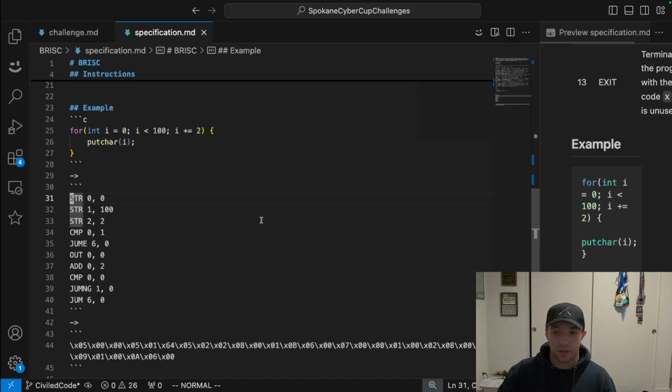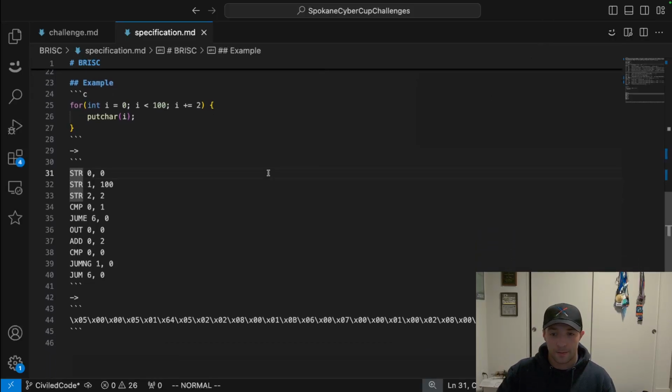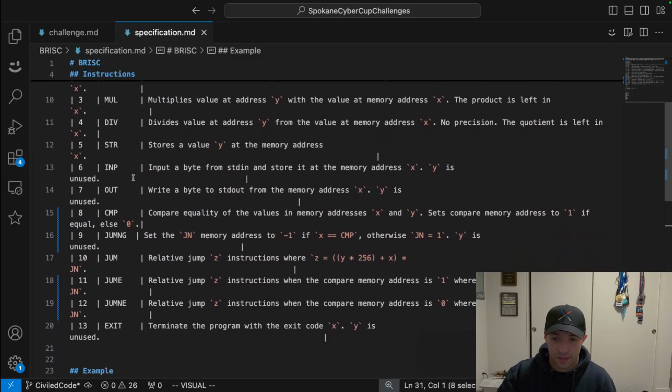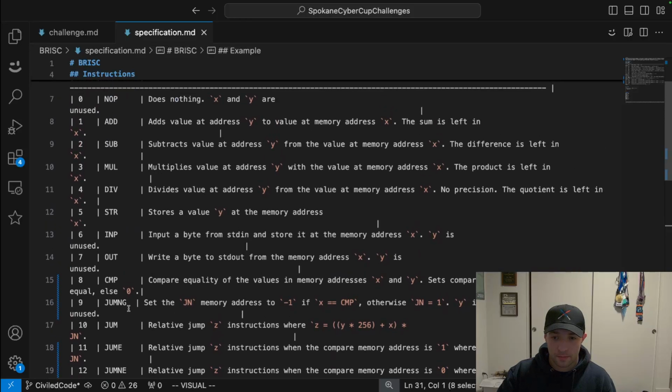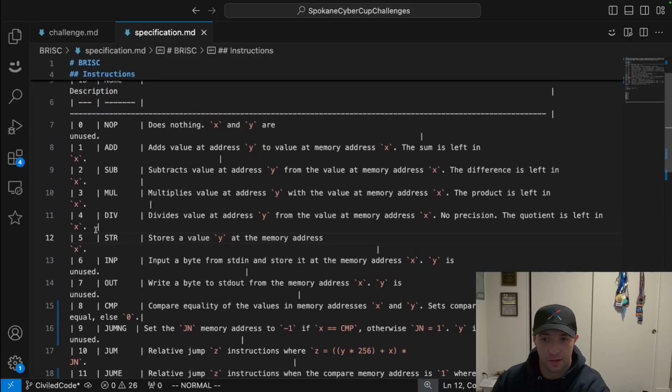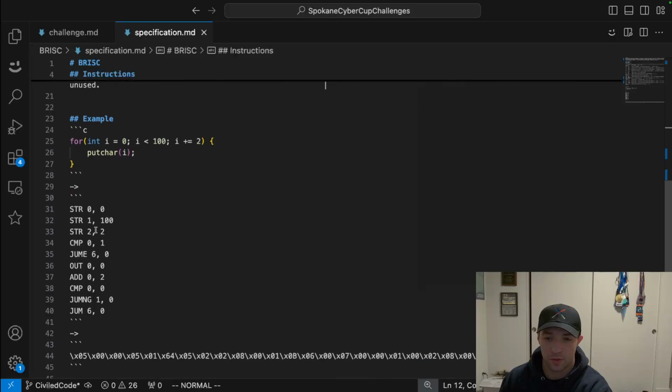So for instance, str stands for store. I don't know why that jumped over there. Str stands for store, if we look in here. Yeah, right here. Cool. So it's saying we're going to store a value of x, or a value of y, at memory address x, and it's always going to be xy. So this is saying we're going to store the value of 0 at address 0. This is going to store the value 100 at the address 1.